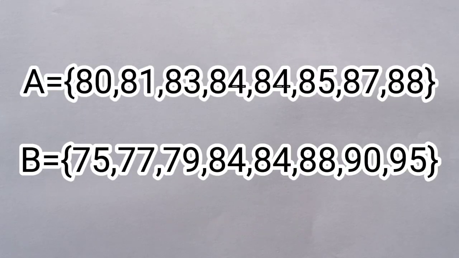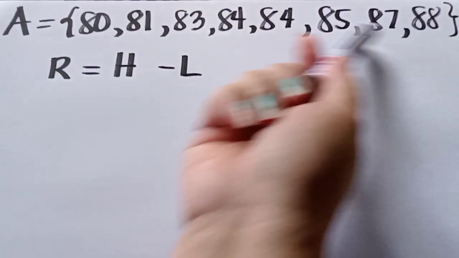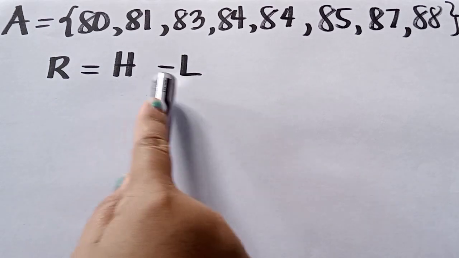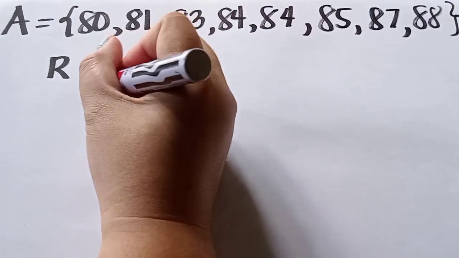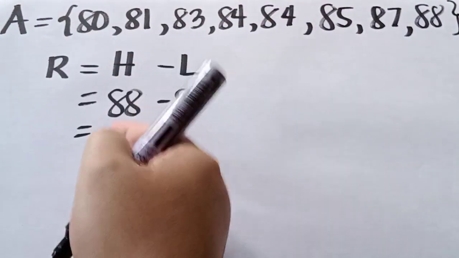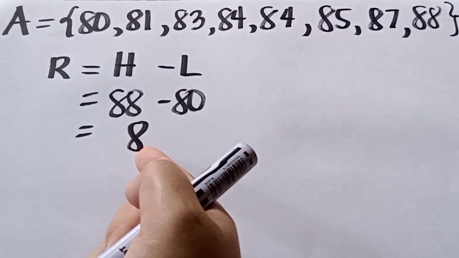So using our given data, let's find the range of set A and the range of set B. Set A consists of this given data. We use the formula highest value minus the lowest value. Our highest value here is 88 minus our lowest value, 80. So 88 minus 80 is 8. So the range in set A is 8.